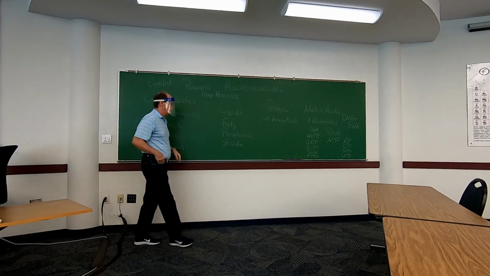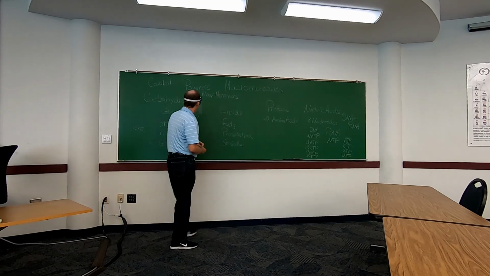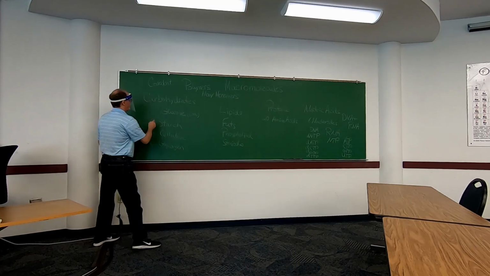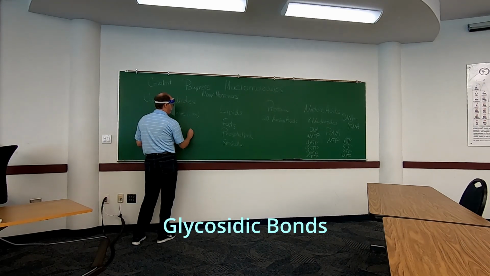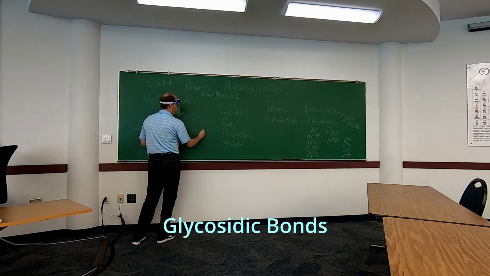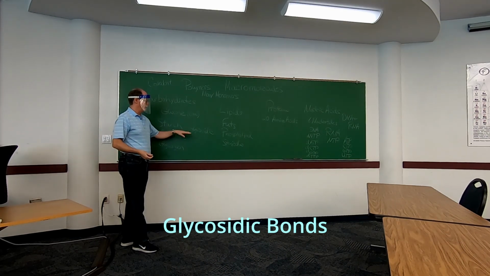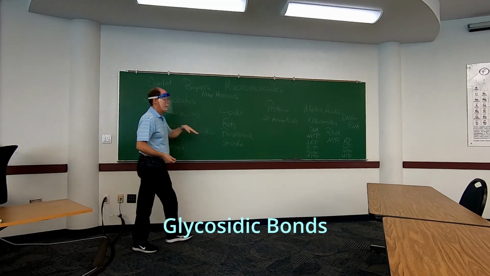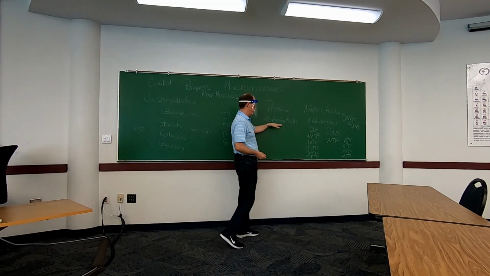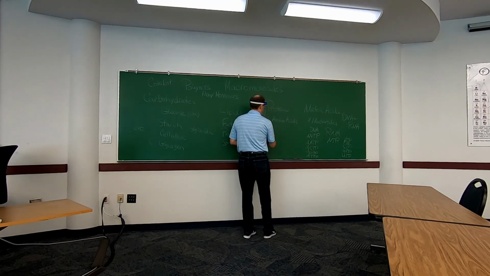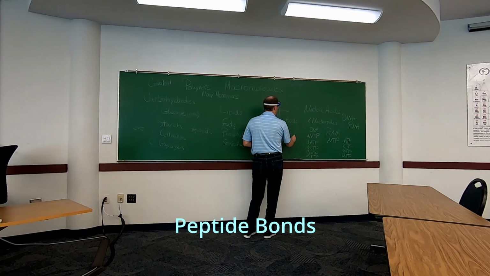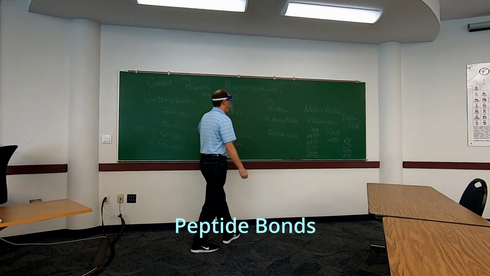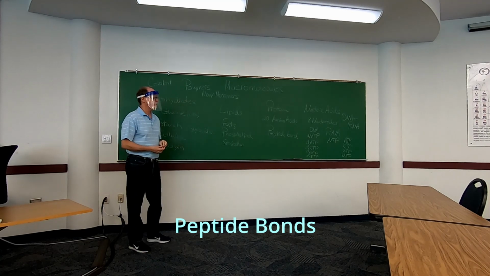The other thing is that there are two types of covalent bonds. If you make these, the bonds between the glucoses are considered glycosidic bonds. They're glycosidic covalent bonds. When you make proteins and you put the amino acids together, there's a peptide bond between the amino acids that's also considered covalent.